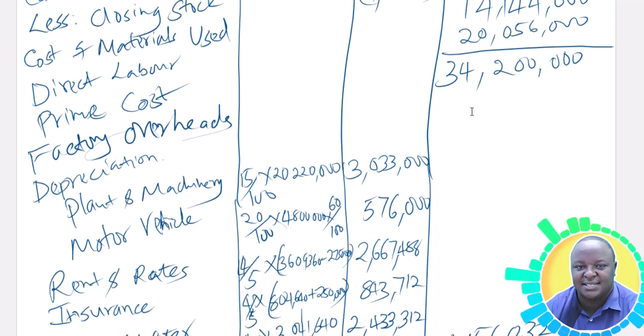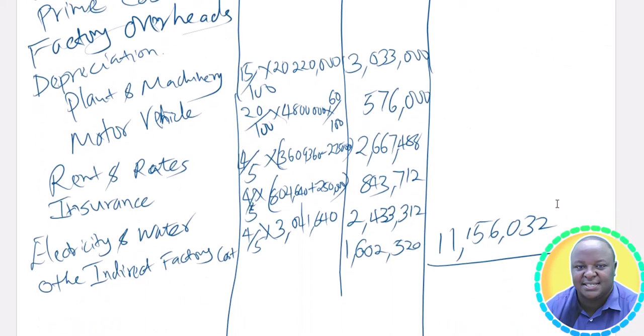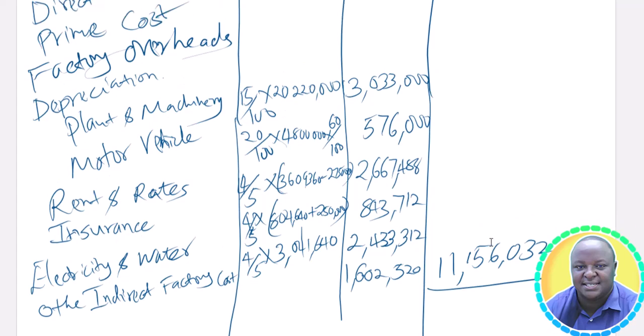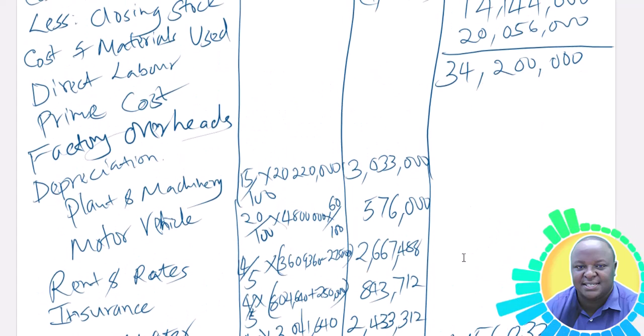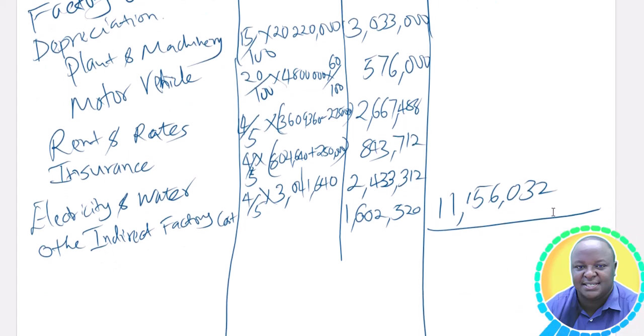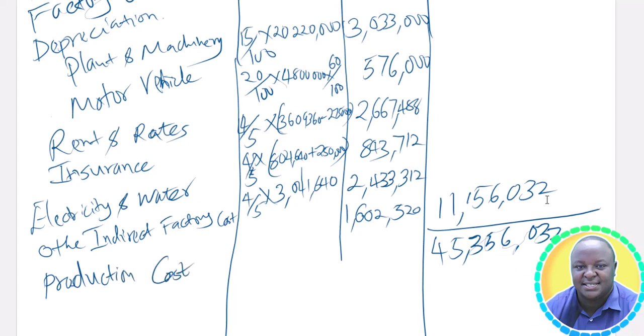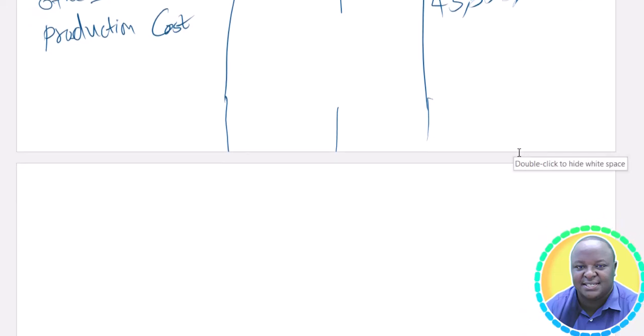So if you add now the prime cost, 34,200,000, plus the other factory overheads, 11,156,032, you're going to get 45,356,032. Now, this is what we refer to as production cost.